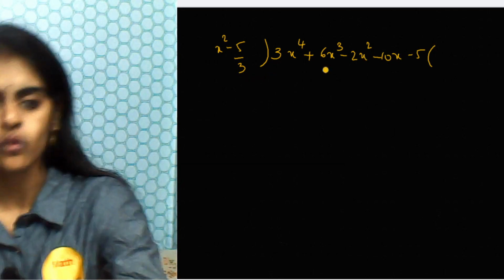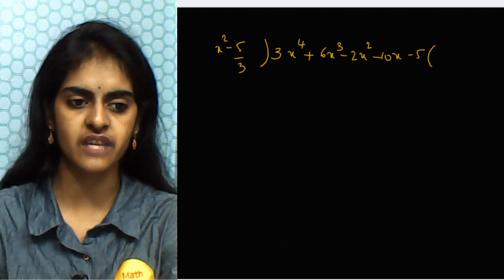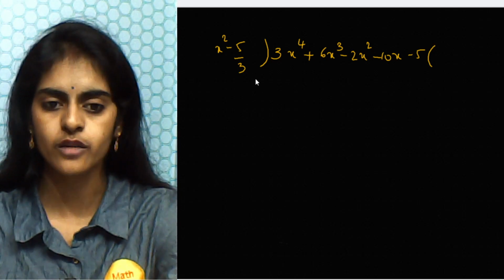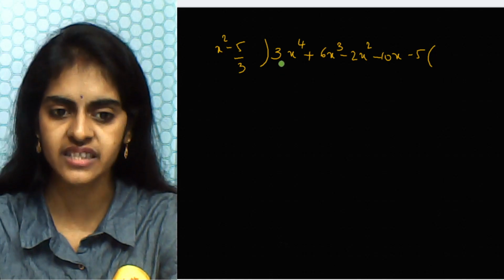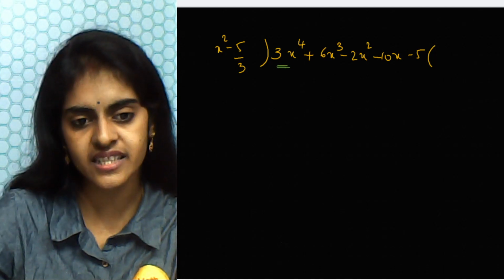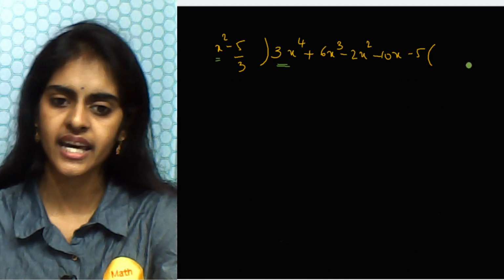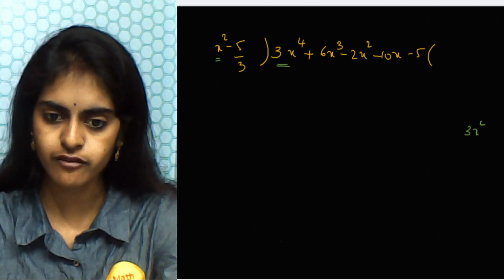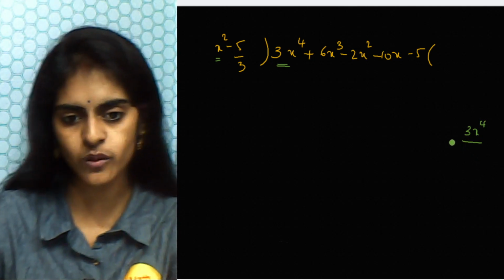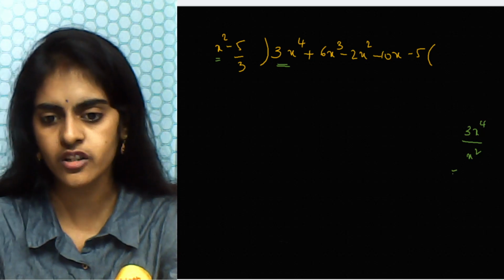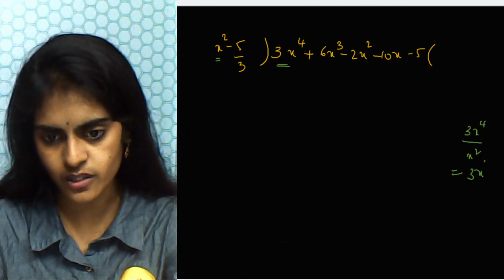Clear? Now, what is the first step of division? We have learnt it very clearly, right? So what will you do? You will take the first term of the dividend and divide it with the first term of the divisor. So 3x power 4 is the first term of the dividend. You will divide it with x square, the first term of the divisor. So what do you get? You will get 3x square.